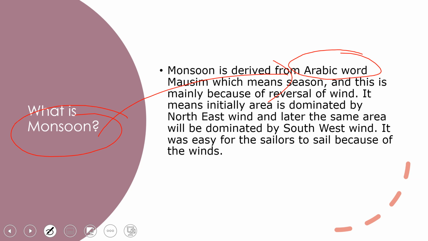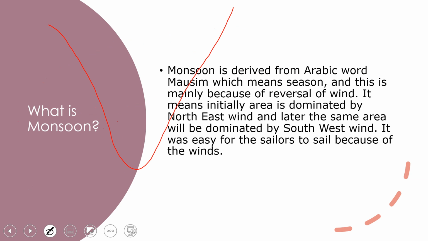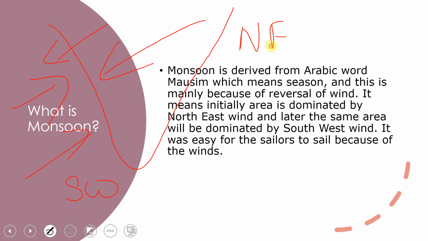And this is mainly because of the reversal of wind. See, monsoon comes in two ways. One, there is the arrival of the monsoon, and two, there is the retreat of the monsoon. When the arrival of the monsoon happens on the Indian coast, it happens from this direction, so this is southwest. And when the retreat of the monsoon happens, the direction of the wind will be in this direction, so this will be your northeast.